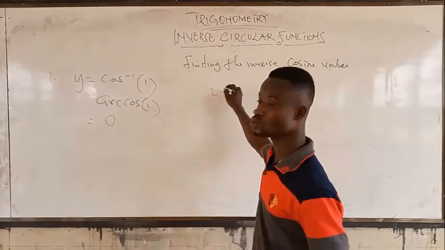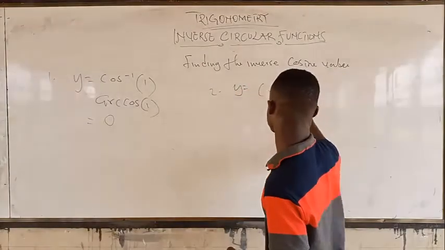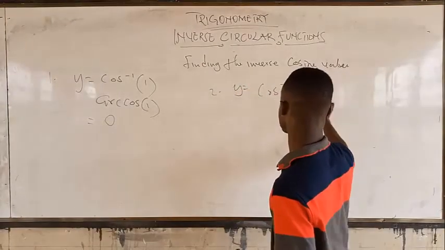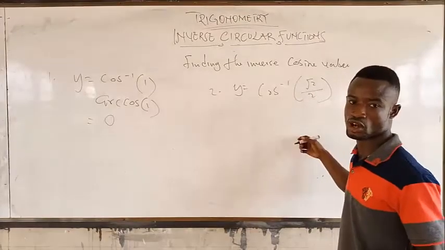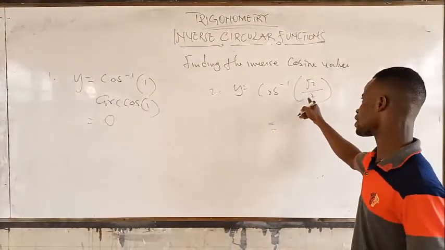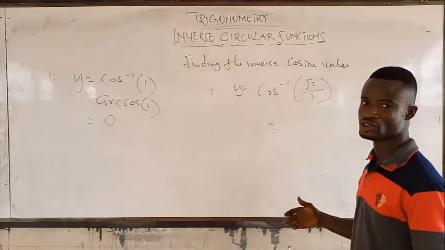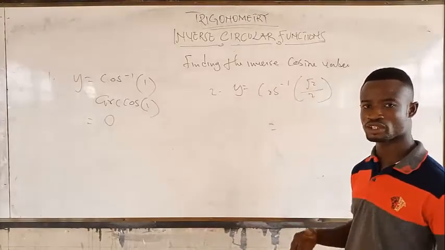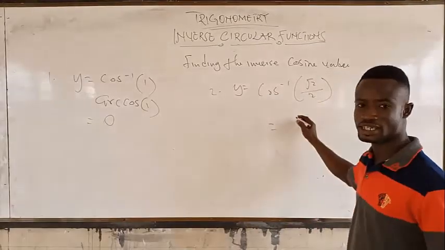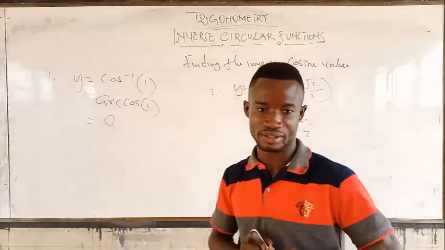2. y is equal to cos inverse of square root of 2 over 2. With this also, when you use your calculator, you see this one is still within the domain. If you go above the domain, you get a math error. And this one, quickly, 3 pi over 2. So that's going to be the result for that.